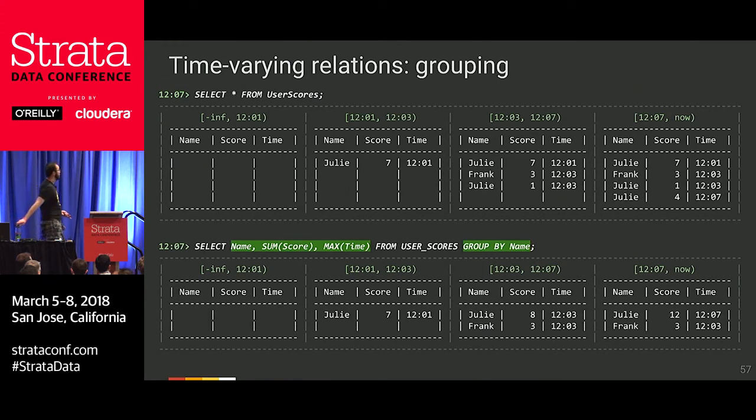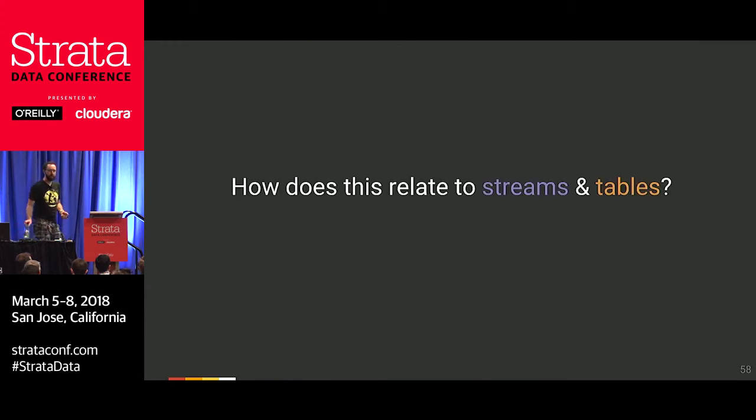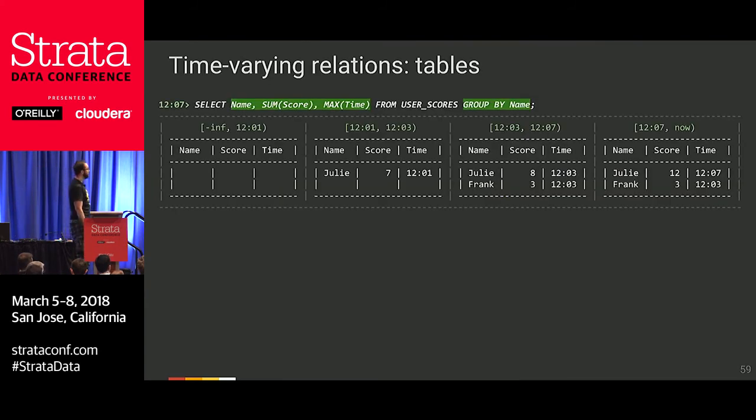So this is great, but it's not very practical. You're not going to use a system that's going to dump out this massive history of a table over all time. It's almost impractical at this level of scale with 4 records, right? So how does this relate to something more practical like streams and tables as we know and use them already? Well, tables is pretty straightforward.